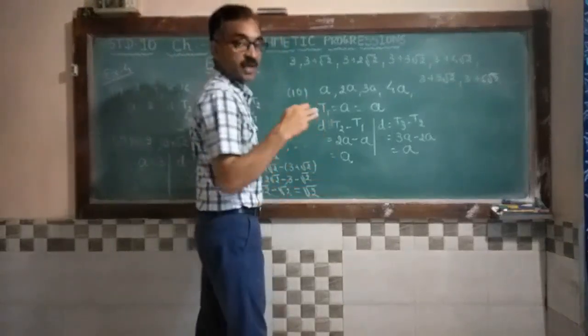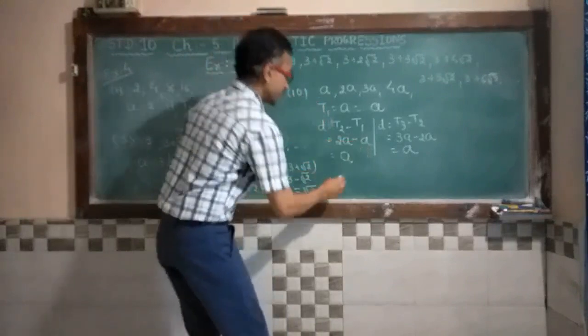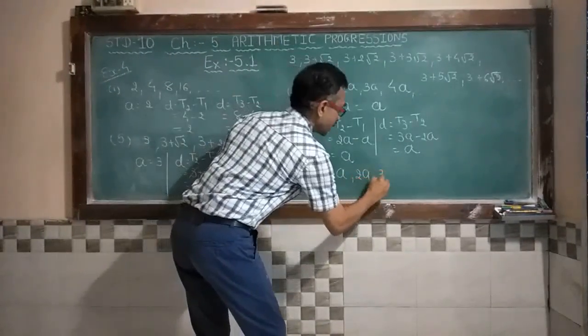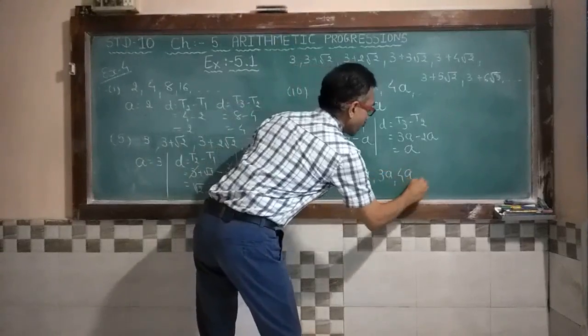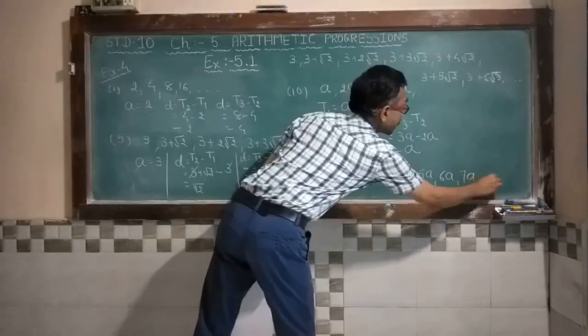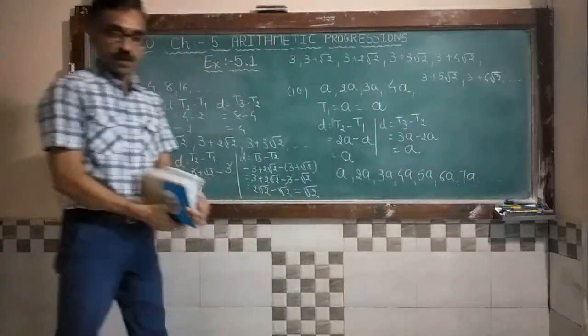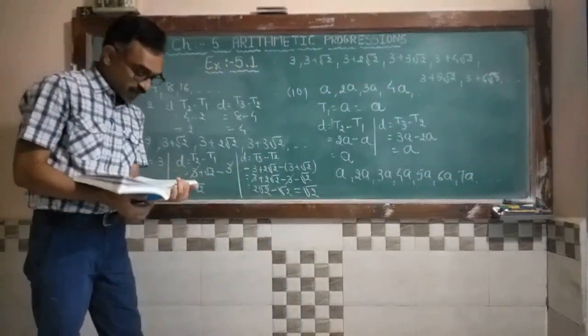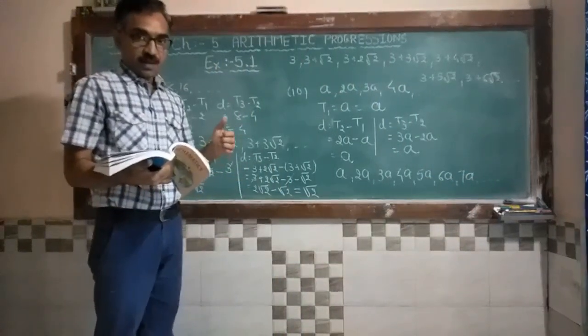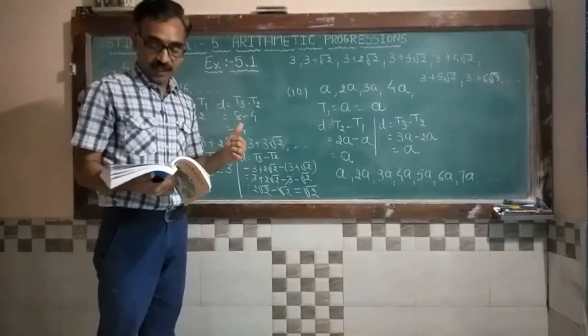So we have to write 3 more terms. Which ones? You are given A, 2A, 3A, 4A, then 5A, 6A, 7A, and so on. Okay? So the remaining examples you have to do yourself. Do more practice for it.